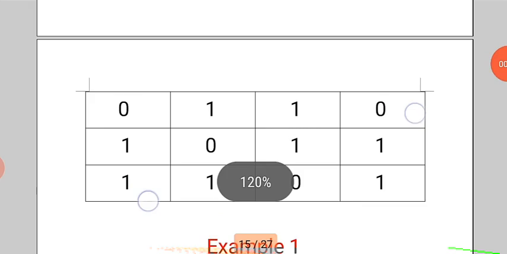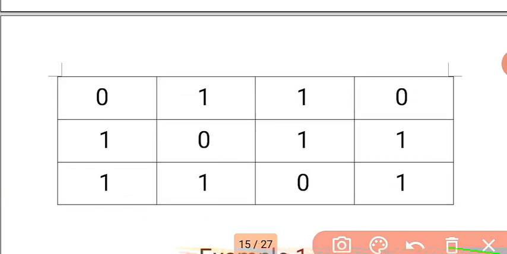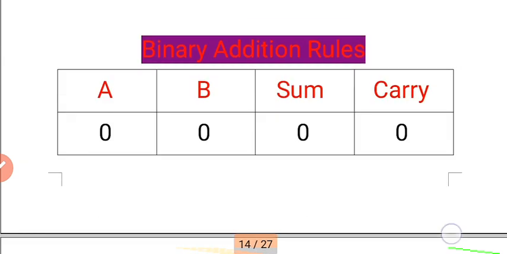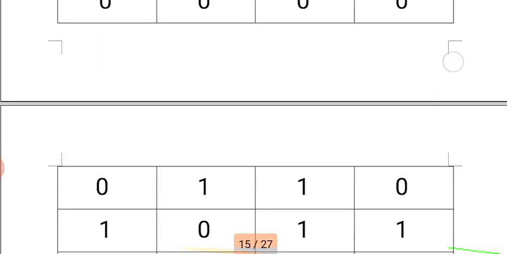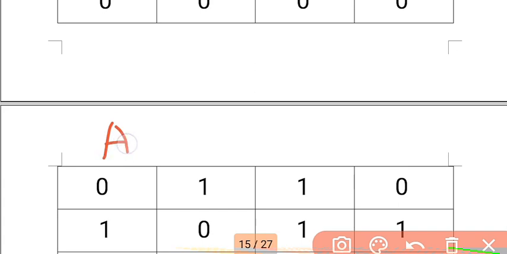So in today's class, we will see about binary addition. The inputs are A and B, and the outputs will be sum and carry. If the inputs are 0, 0, sum is 0, carry is 0. So here I am going to write it as: here it is A, it is B, this is sum and carry.